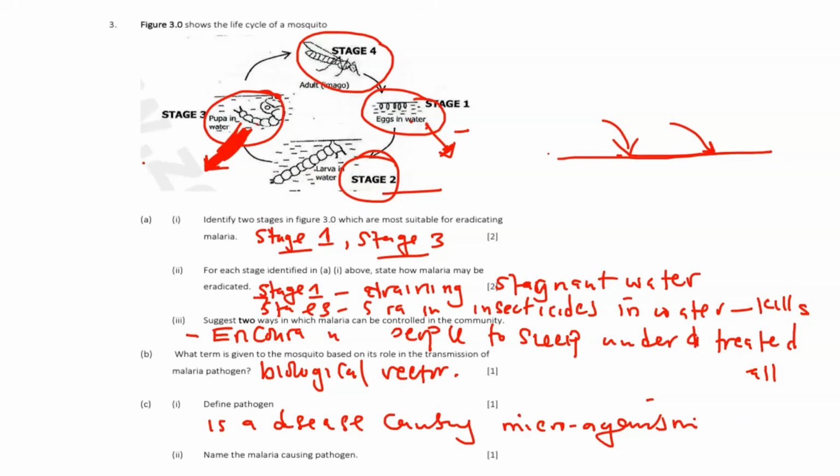Then now, name the malaria pathogen. Name the malaria-causing pathogen. It's called Plasmodium falciparum. Plasmodium falciparum is the pathogen that causes malaria.